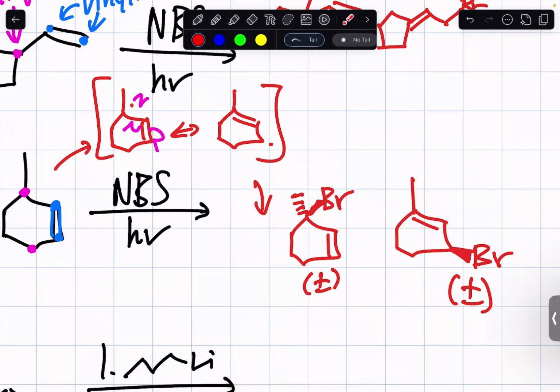But we don't really talk about kinetic and thermodynamic in NBS. We talk about that more in conjugated dienes with addition of HX and addition of Br2, addition of X2. The resonance, yes.